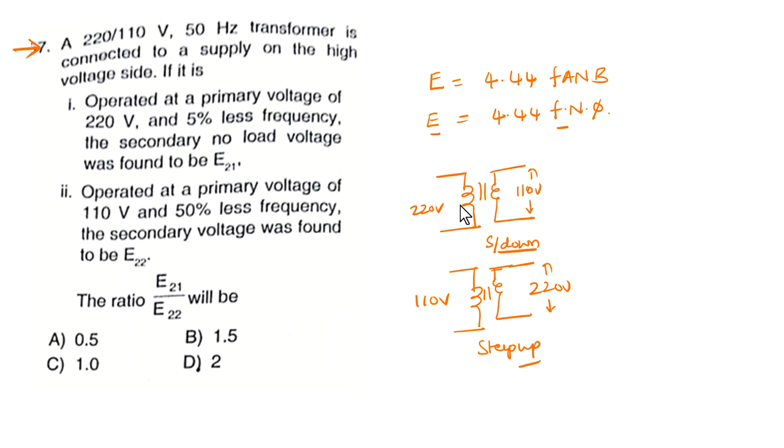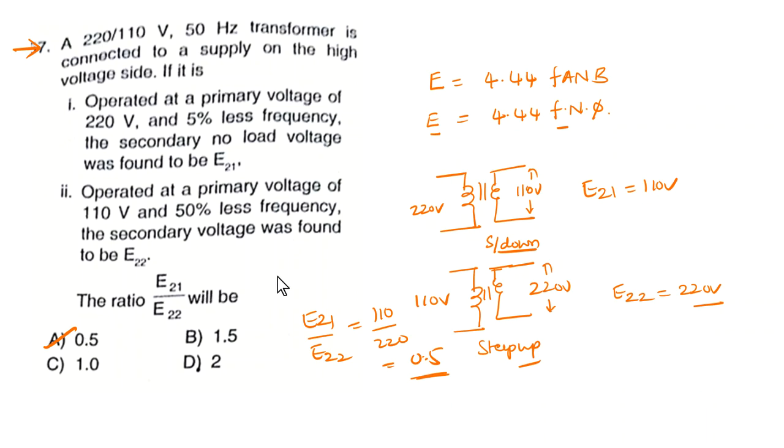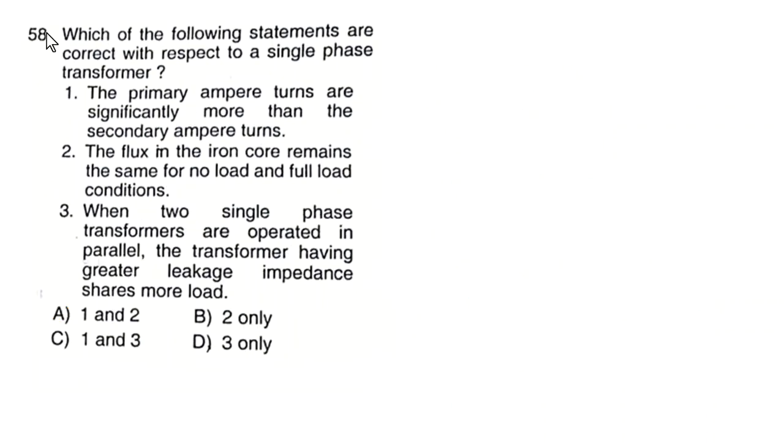Now when 220 volts is used here, the induced EMF E21 is nothing but 110 volts only. Similarly, E22 is nothing but 220 volts. Now what they want is the ratio E21 by E22, which is 110 divided by 220. It's nothing but 0.5 here. So the answer for this question will be A. The induced EMF will be the same; the frequency is at reduced frequency. That's it. Next we'll talk about this question.